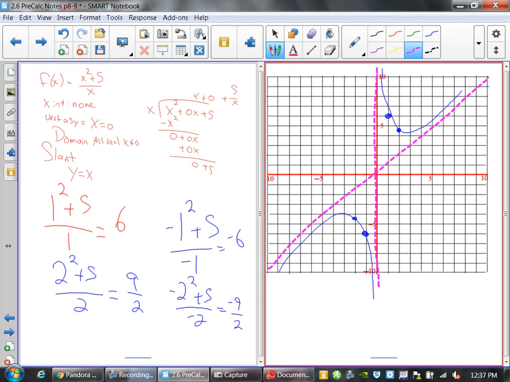What you guys have today is just basically all that. You're going to find x-intercepts, domain, range, the y stuff, and then slant asymptotes.